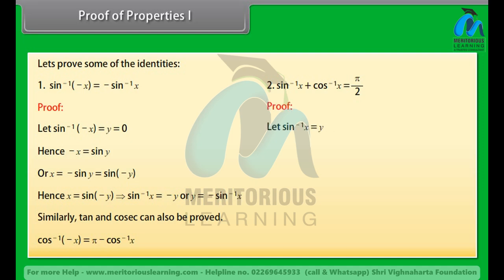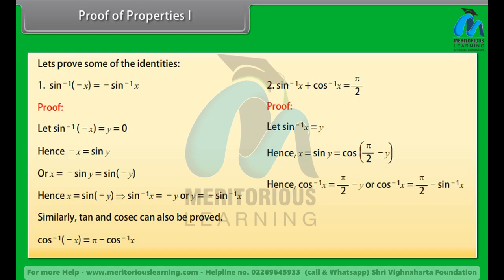Proof. Let sin inverse x is equal to y. Hence, x is equal to sin y is equal to cos of pi by 2 minus y. Hence, cos inverse x is equal to pi by 2 minus y, or cos inverse x is equal to pi by 2 minus sin inverse x. Hence, sin inverse x plus cos inverse x is equal to pi by 2. Similarly, the other two parts can also be proved.